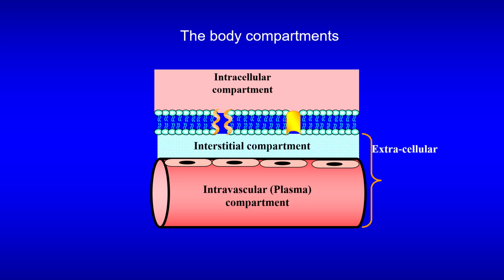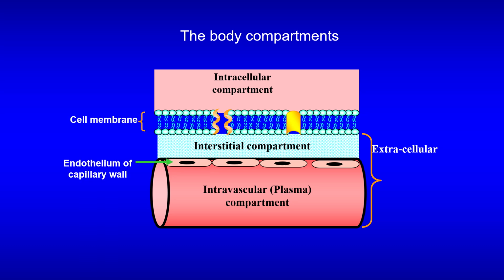Second, the extracellular compartment, which includes the interstitial space, allowing drug diffusion between cells. Lastly, the vascular compartment, or intravascular space, contains the blood plasma, where drugs are initially distributed.